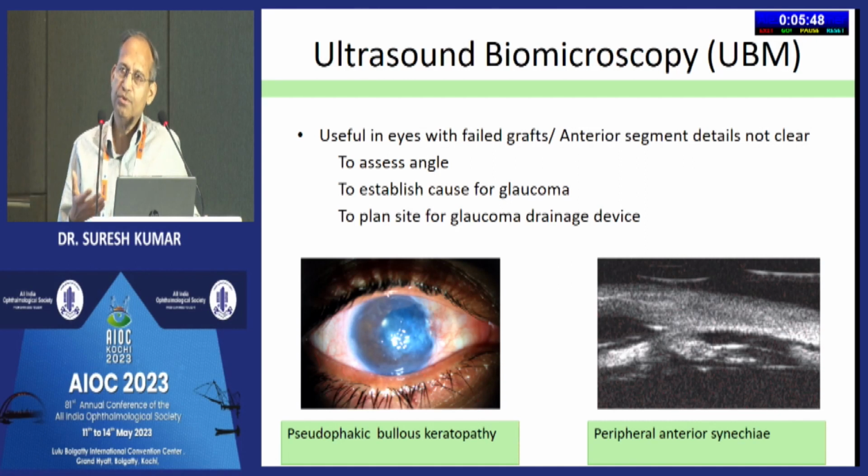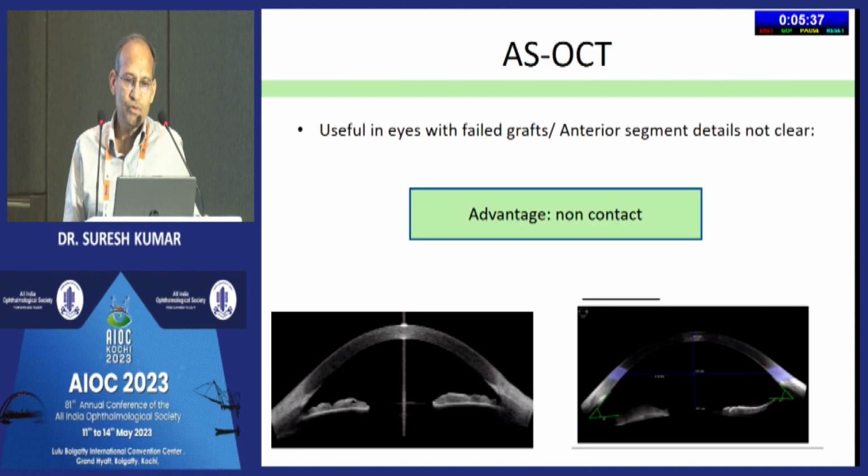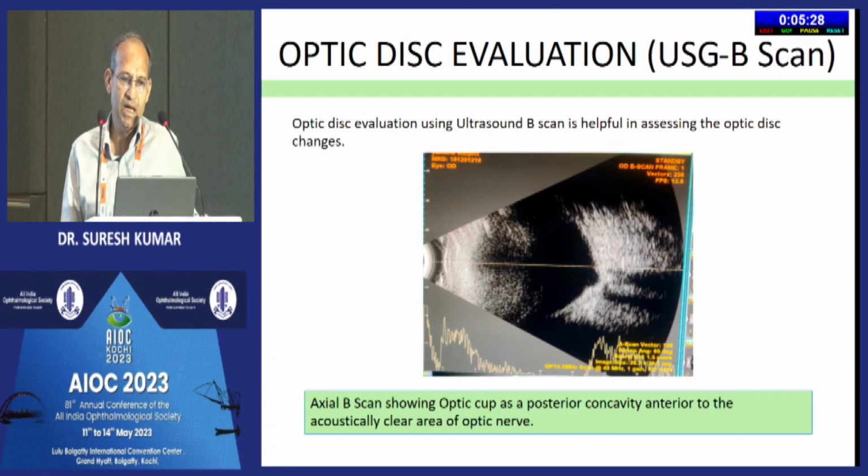Or it can also be used to look at the tube postoperatively if cornea is opaque. So though UBM scores over anterior segment OCT, it has the advantage of being non-contact and can be useful in certain cases. Optic disc evaluation is another issue, especially with opaque corneas, and then ultrasonography can help in evaluating the optic nerve head damage.